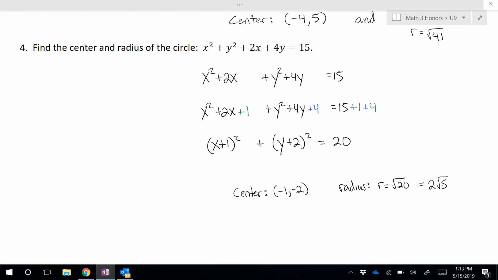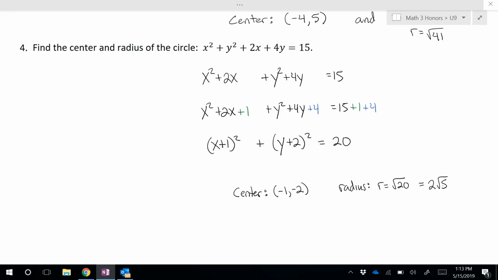Okay. So you first group your x's. So your x squared plus 2x go together. Your y squared plus 4y go together. Then you think about how to complete the square. I need to add a 1 to the x's so it factors to x plus 1 squared. I need to add a 4 to the y's to factor that to y plus 2 squared. Make sure you balance. So it's equal to 20. Also, don't forget to simplify the square root of 20 to 2 root 5.